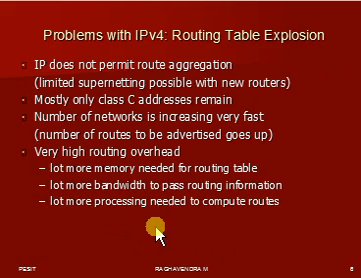And the other problem is the routing table explosion. I mean IP doesn't permit route aggregation, limited supernetting is possible with the new routers. Mostly only class C addresses remain. The number of networks is increasing very fast, so the number of routes to be advertised goes up, and there is very high routing overhead: a lot more memory needed for a routing table, a lot more bandwidth to pass routing information, and a lot more processing needed to compute routes.